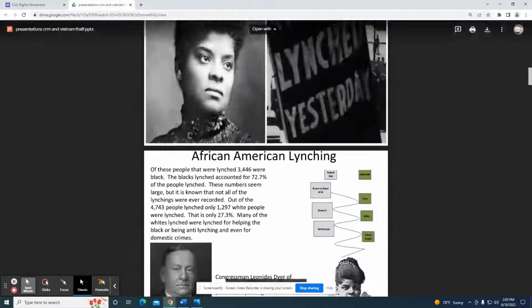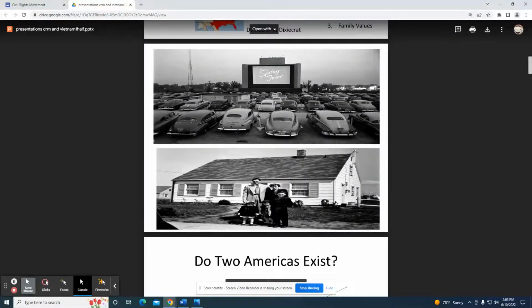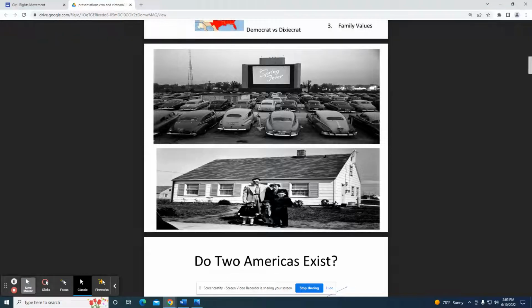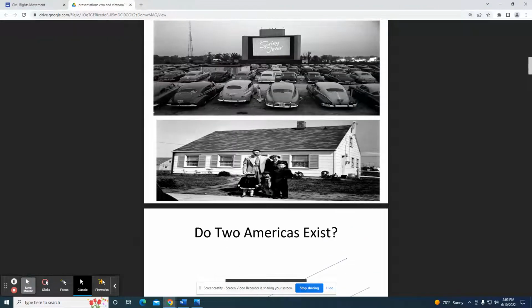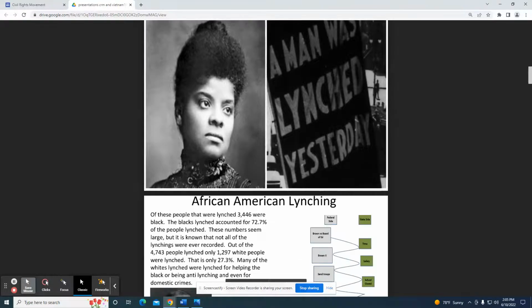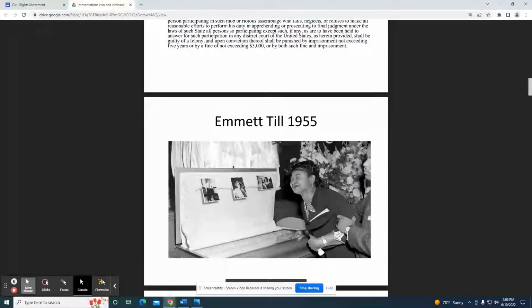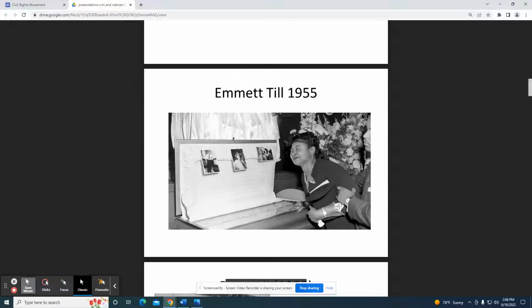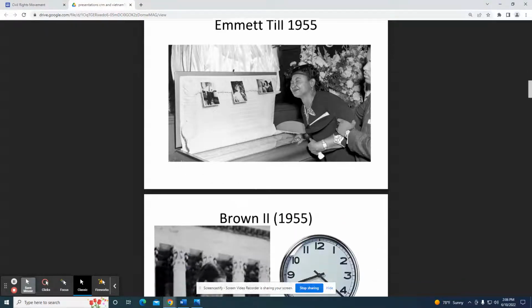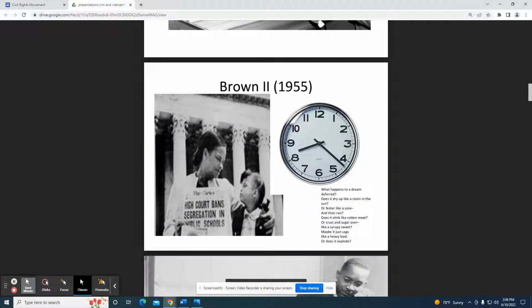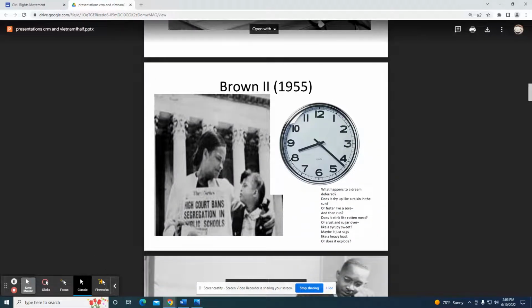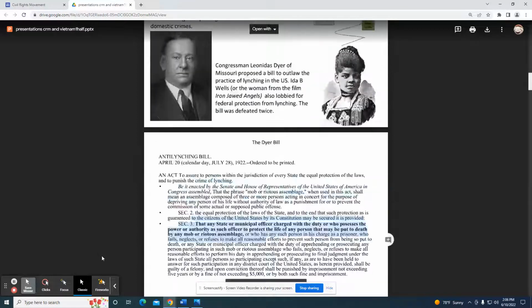So really, what's going on here is we're looking at the two Americas that exist: the golden age of the suburbs, the drive-in movie theater, which seems to be a nice, safe place. However, that safety net does not exist for all Americans. In particular, we start with the Emmett Till murder in 1955, which is considered the start of the civil rights movement. Brown versus Board of Ed and Brown 2. You probably are familiar with Brown 2.